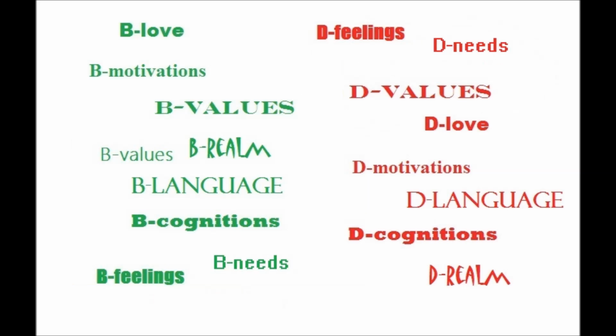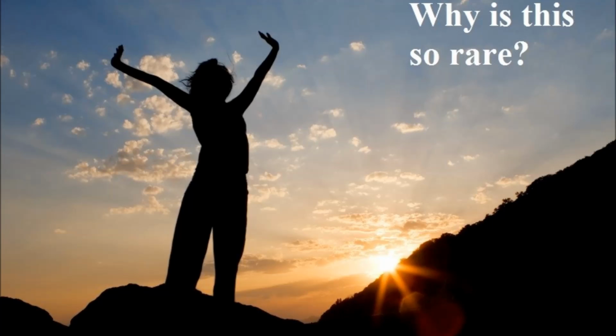Maslow then extends the use of the prefixes D and B across many areas of our lives. For instance, we have D needs and B needs, that is, needs driven by deficiencies and needs driven by self-actualization. Similarly, we have D cognitions and B cognitions, D values and B values, and so on. But if all of our motivations are ultimately fueled by our movement toward fulfilling our being, then why do experiences where we're actually doing that seem so comparatively uncommon?